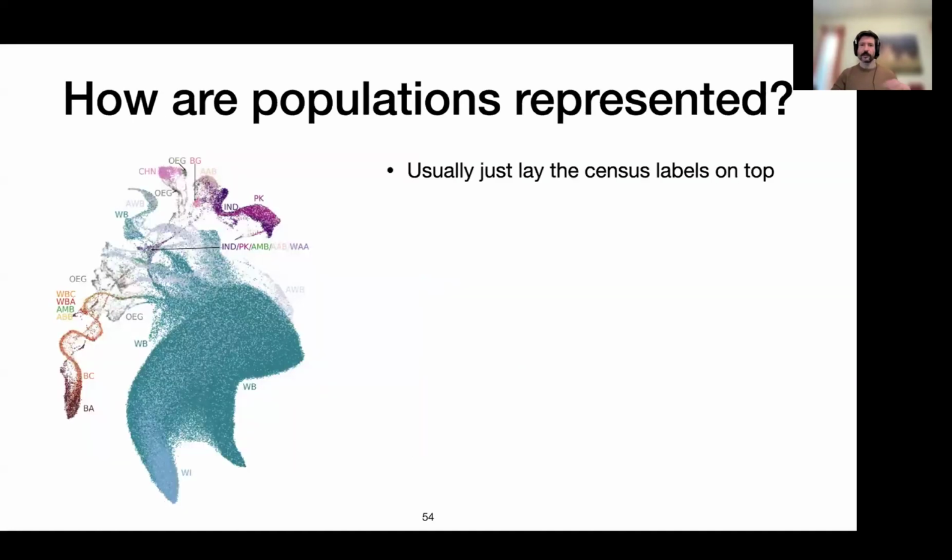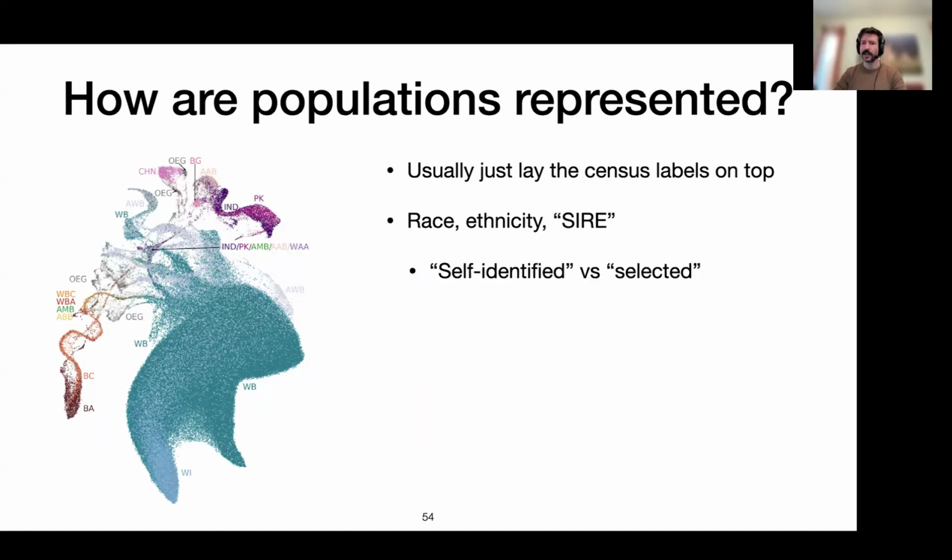So in terms of how populations are often represented in genetics work, the idea is usually you just lay the census labels on top of some sort of data that you're working with. So this figure that I have on the left, that's actually what I did in 2019. So sometimes people will use race or ethnicity, or they have this term SIRE that's coming up, which is self-identified race or ethnicity. Just to take a step back for a moment, I don't like to use the phrase self-identified because usually it's not a free-form fill-in. It's like, here's 5 options. Which one are you? So I use selected. This is a minor thing.